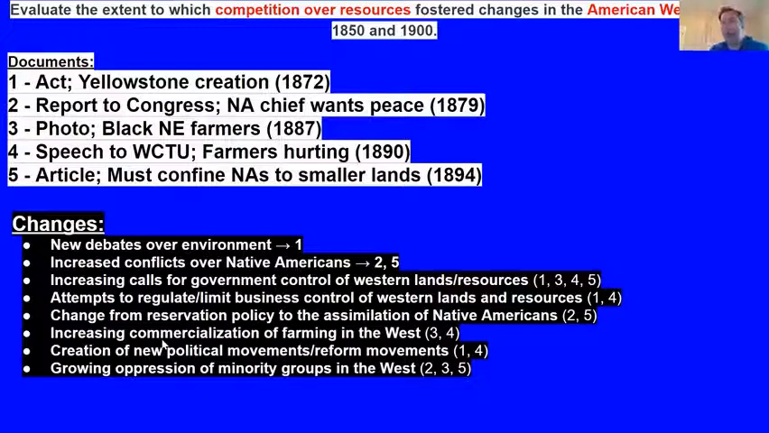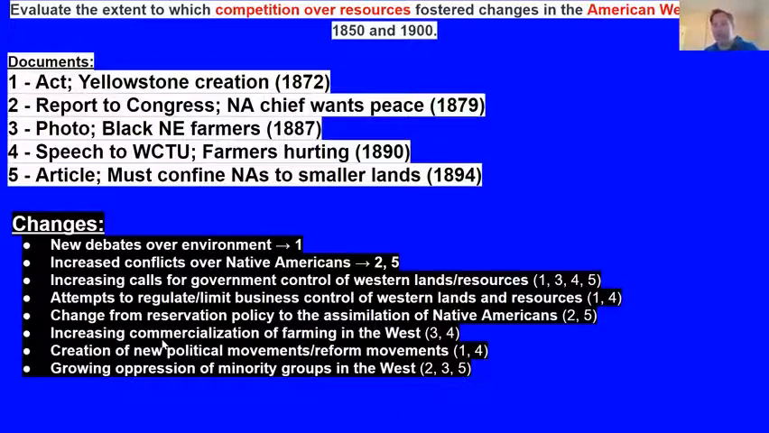Some people argued a change in Native American policy from reservations to assimilation. I had some people talk about the increasing commercialization of farming, how we're going from small farmers and homesteaders to big commercial farms, which is what Mary Lease is arguing against. New political movements are forming, like the rise of the environmental movement, the rise of the populist movement, the rise of the Grange movement. That was all stuff that was mentioned.